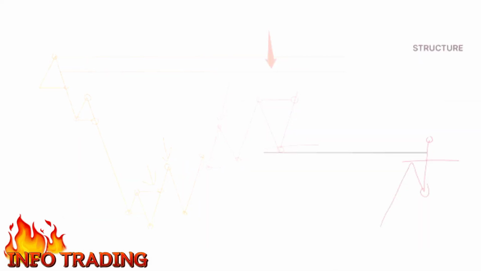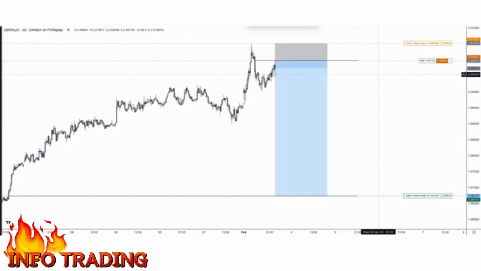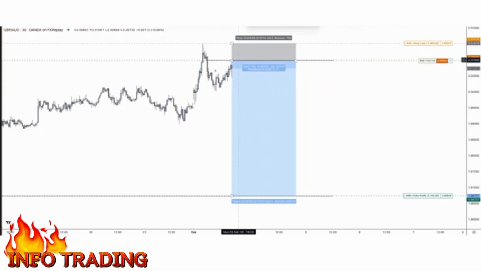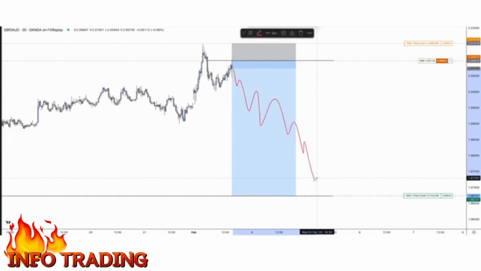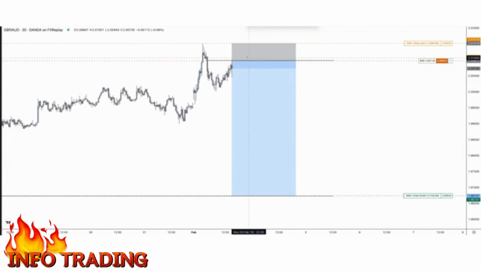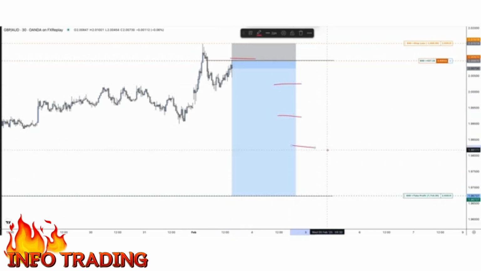How this looks in action. All right, so in this example, we are going to look at a trade on GBP AUD, which is a selling opportunity. So it works the exact same way for sells, except you are going to trail your stop loss over highs as the market structure breaks down.